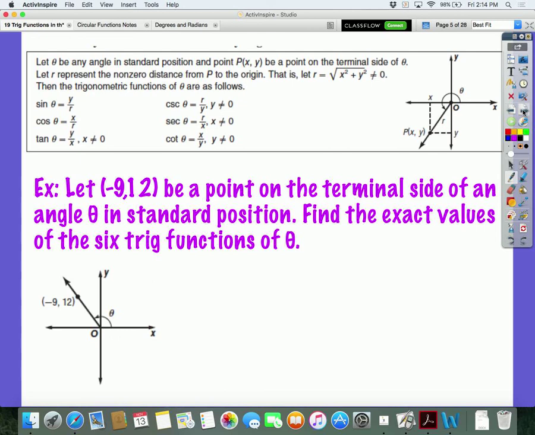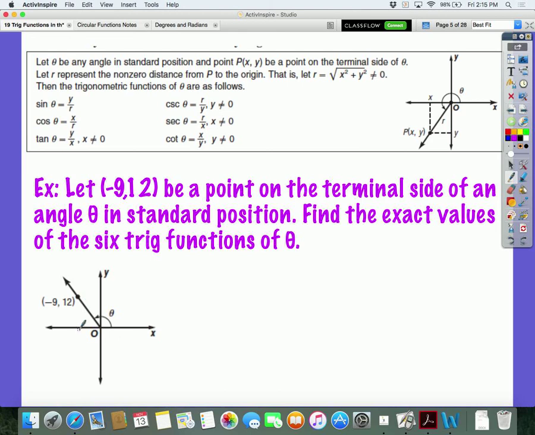Okay? So, they can give you a point. Sometimes they'll give you pictures, sometimes you won't. You have to use your knowledge of ordered pairs to figure out exactly what quadrant you're in. And then, of course, be very careful when you figure out the exact values of your 6 trig functions. Okay? So you have a point, negative 9, 12, that's on the terminal side of an angle in standard position, and you have to find your 6 trig functions.